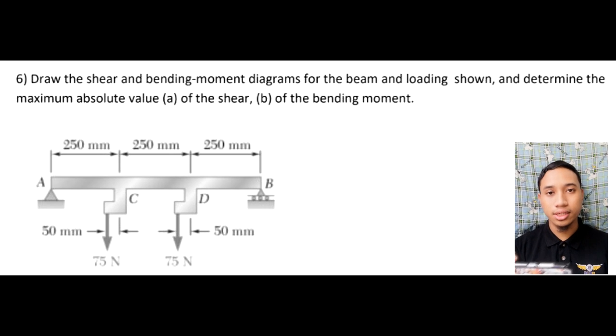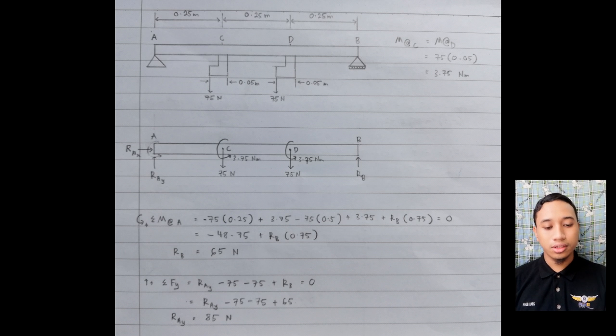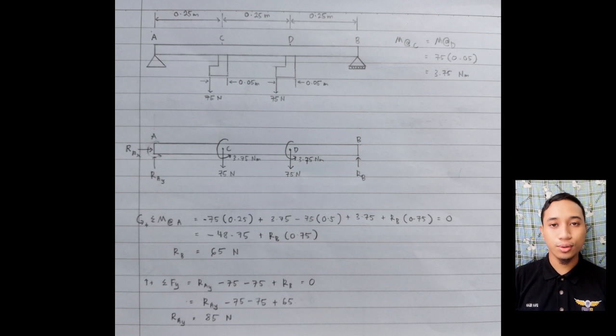So for question 6, the question asks us to draw the shear and bending moment diagrams for the beam and loading shown and determine the maximum absolute value of the shear and bending moment. As you can see, the diagram is shown as in the question, and we're moving on to the solution.